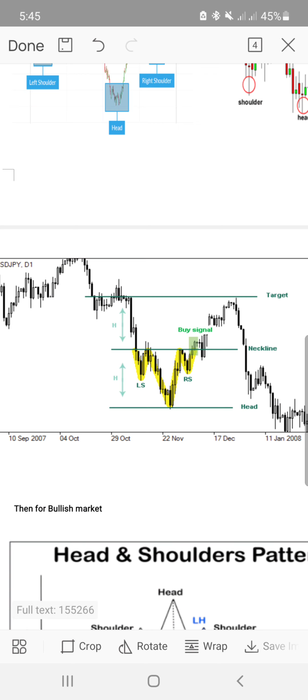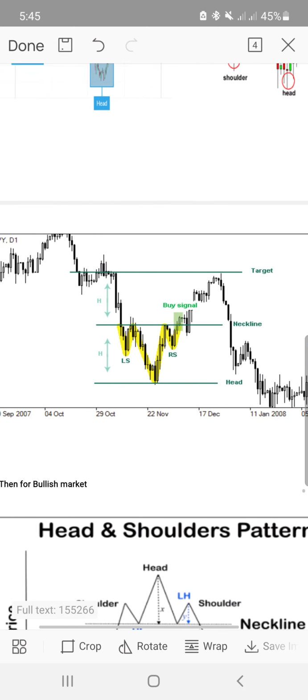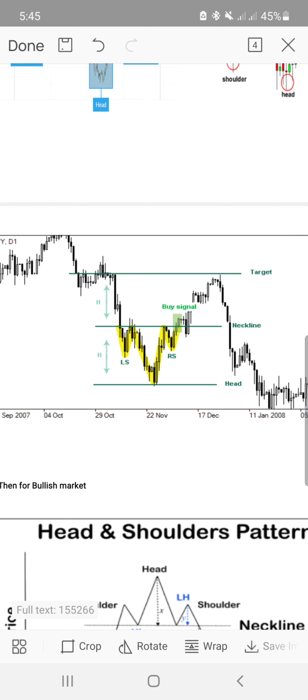Look at this. Market went up, right? Came down, went up, came down, came down, reached this point. This LS represents left shoulder, right? Then it couldn't break that point, went back up, came down, broke it and formed the head, went back to that neckline again, and came back and formed the right shoulder and went back up, right?